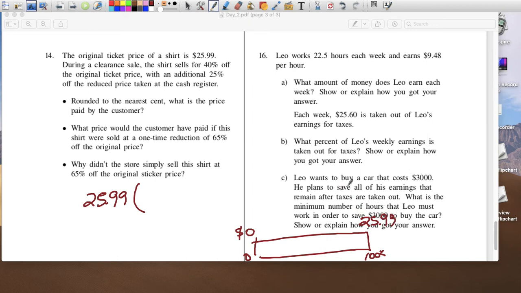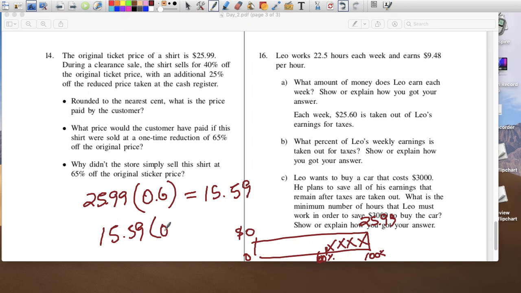If you take 40% off, 10%, 20%, 30%, 40%, think about this, you still have to pay for 60% of your t-shirt. So you could have just multiplied 25.99 times 0.6, and the new price of your shirt is 15.59. And we're going to take another 25% off. If you take 25% off, you're still responsible for 75%, and 15.59 times 0.75 equals, you're now paying $11.69.